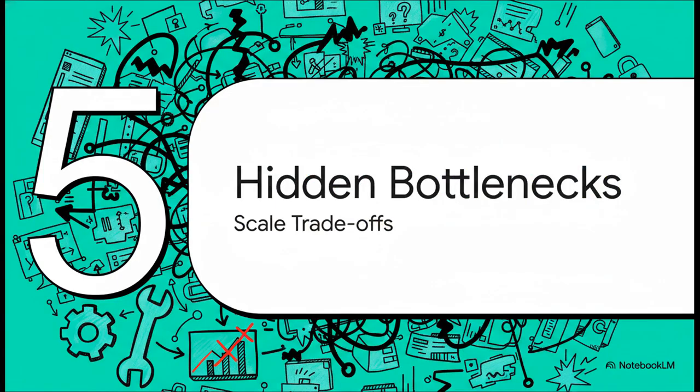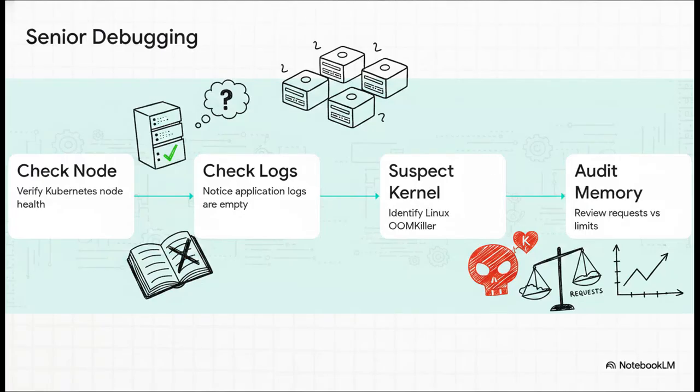Just don't do it. Put those unique user IDs in your logs or your trace attributes, never in your aggregated metrics. All right, moving into Section 5, hidden bottlenecks and trade-offs. Let's move straight from the data cost trap and into the trenches. We're going to look at some real-world production nightmares and the architectural trade-offs that usually catch junior engineers entirely off guard.